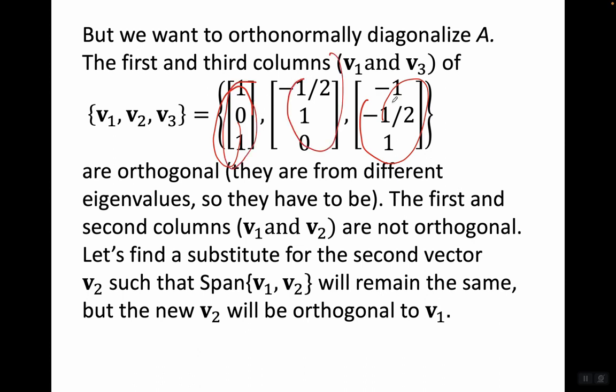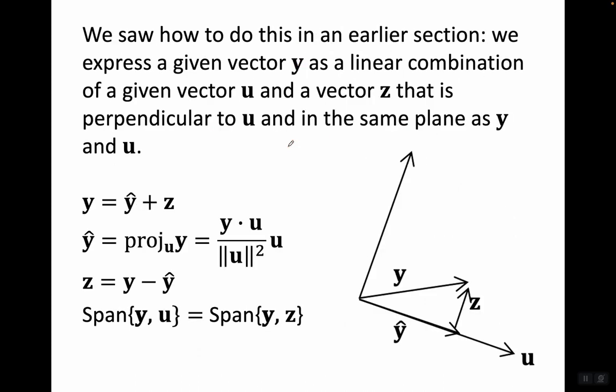Let's find a substitute for the second vector, V2, such that the span of V1 and V2 will remain the same, but the new V2 will be orthogonal to V1. We saw how to do this in an earlier section. We express a given vector y as a linear combination of a given vector u, and a vector z that is perpendicular to u and in the same plane as y and u.